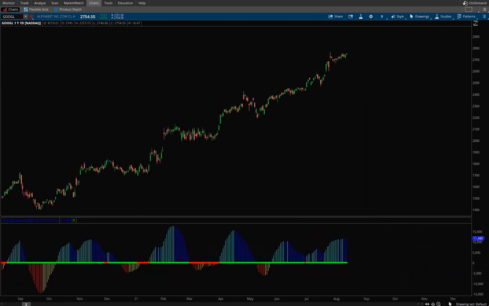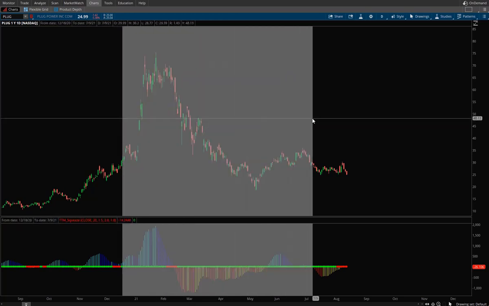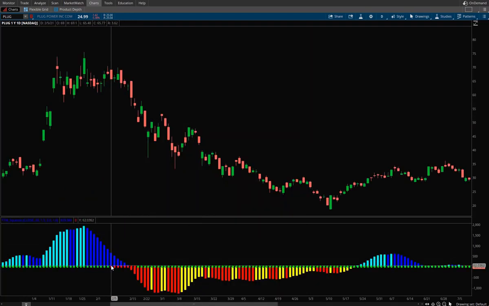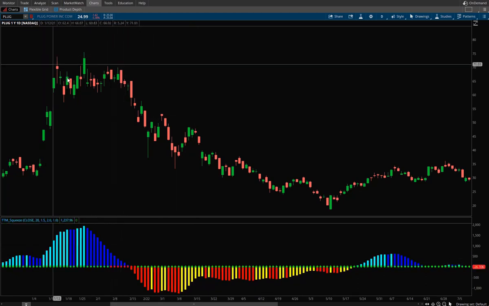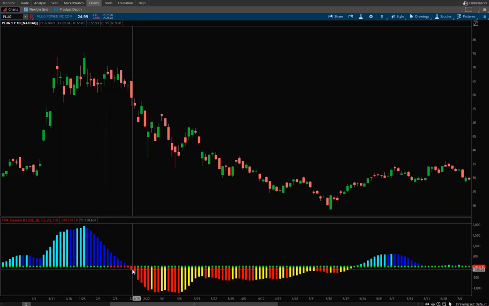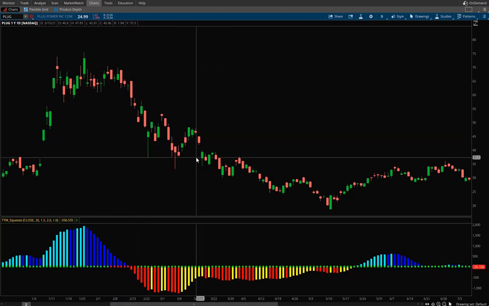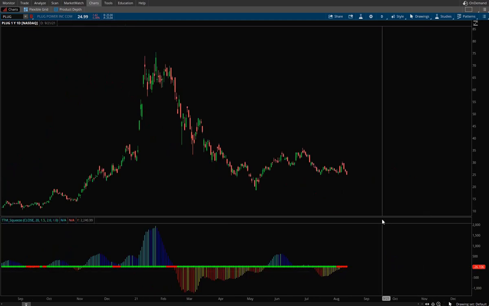Now, it doesn't just work to the upside, as I said before. This can also work to the downside. So looking at PLUG here, you can see that we had these dark blue bars. We had a squeeze setting up. We had a period of consolidation here at this top. And then we got these red bars, which means bearish momentum. And this stock fired to the downside. So this works both ways. It doesn't have to just work one way, which is why it's such a nice indicator to have, because you can play both sides of the market.